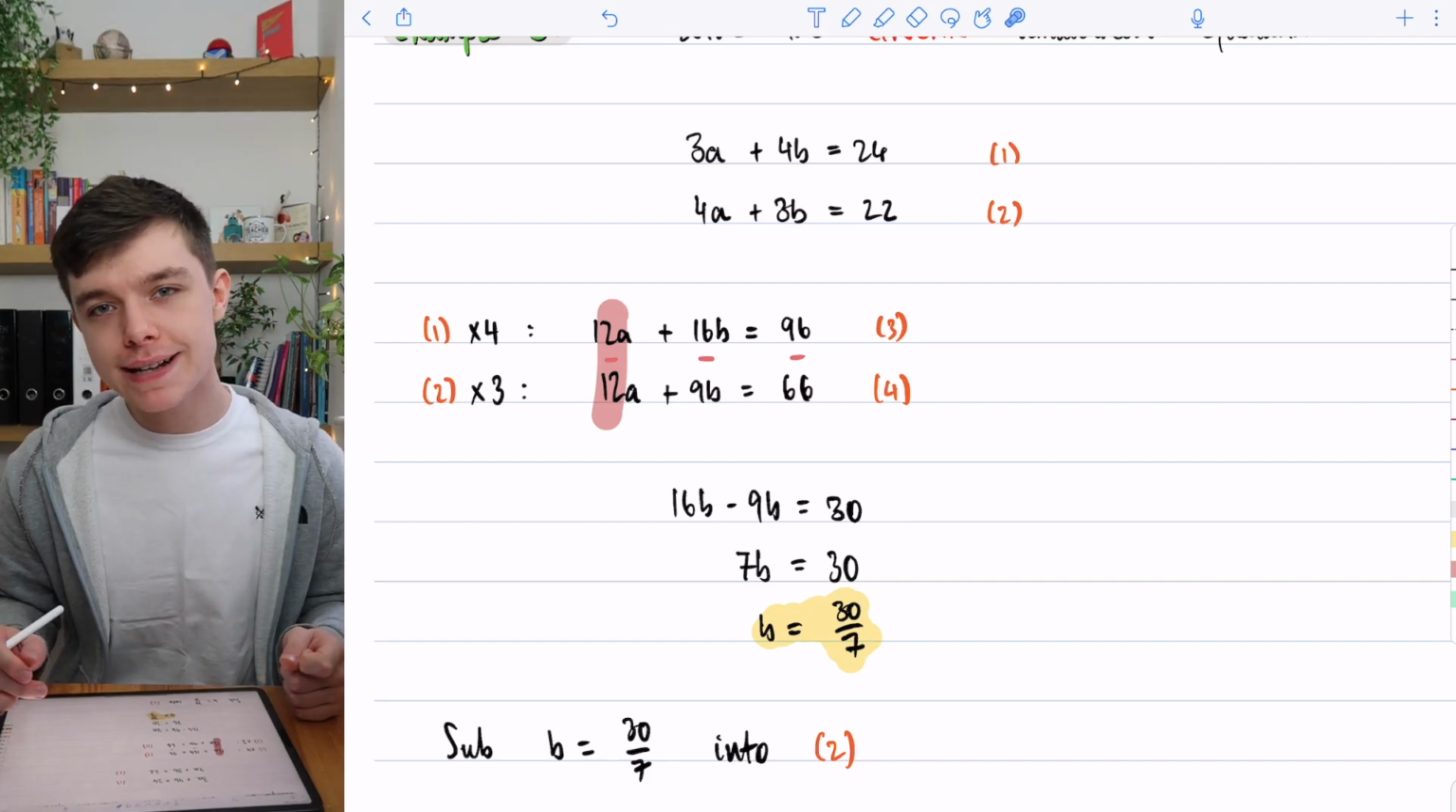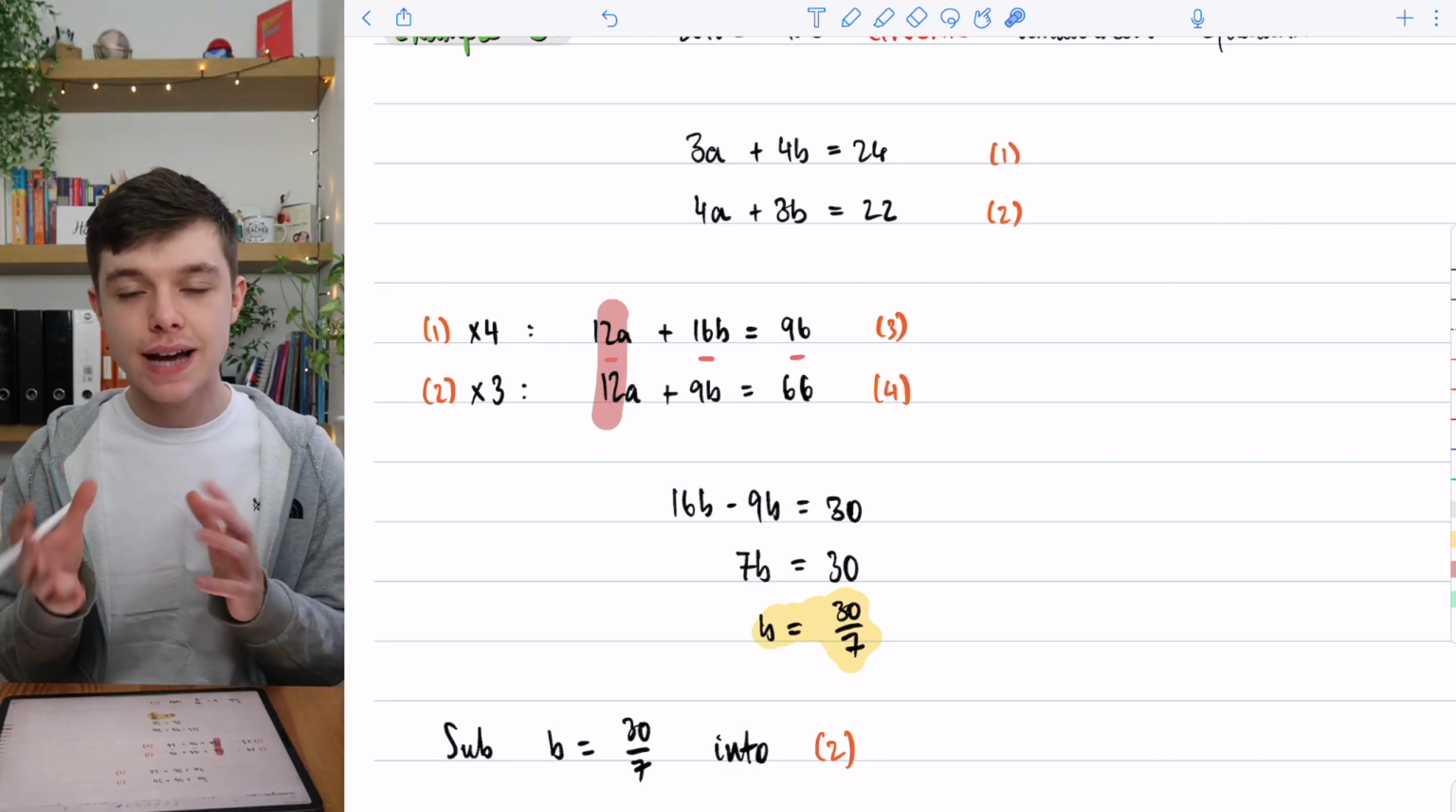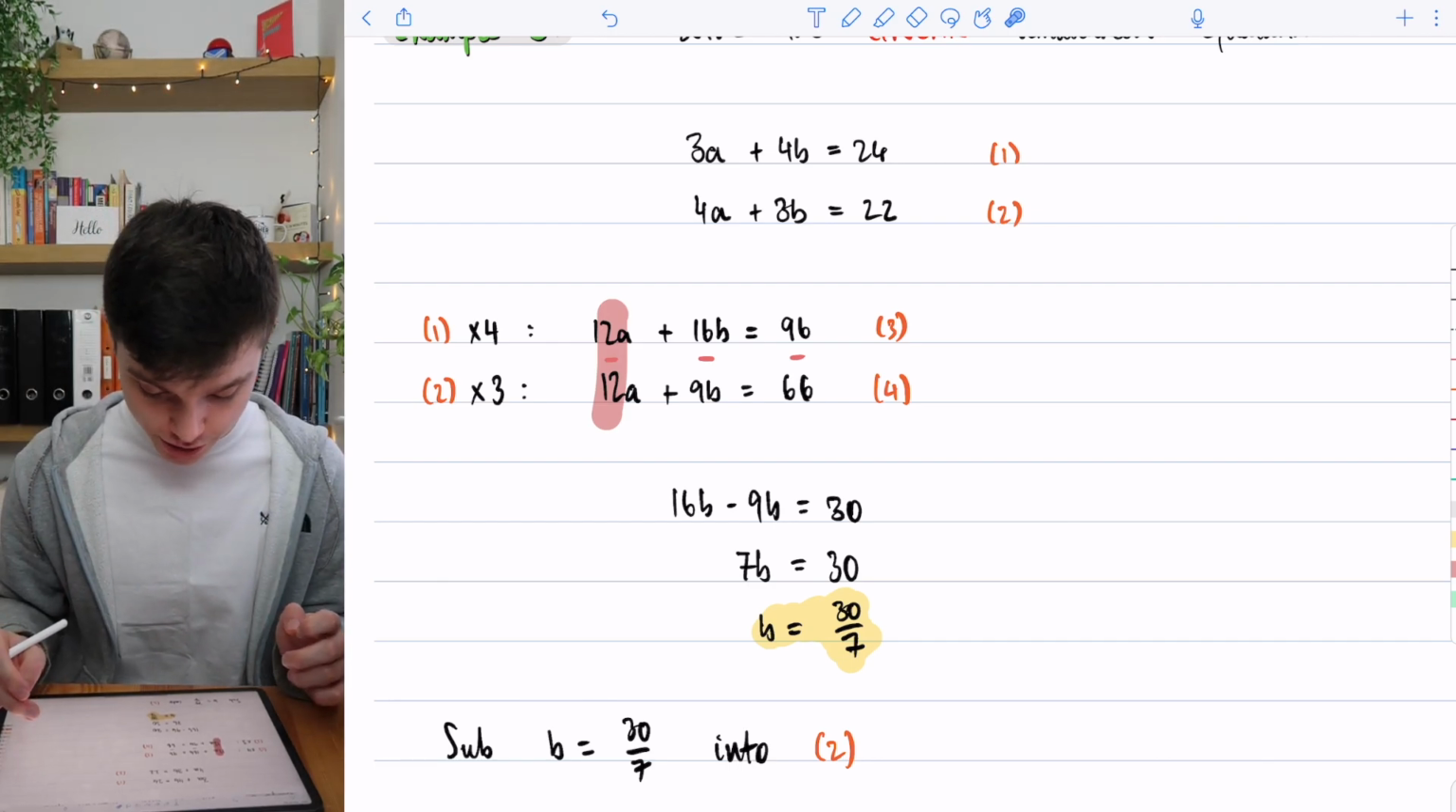Okay, so those are 3 examples of how we can use the method of elimination to find our values in our simultaneous equations.